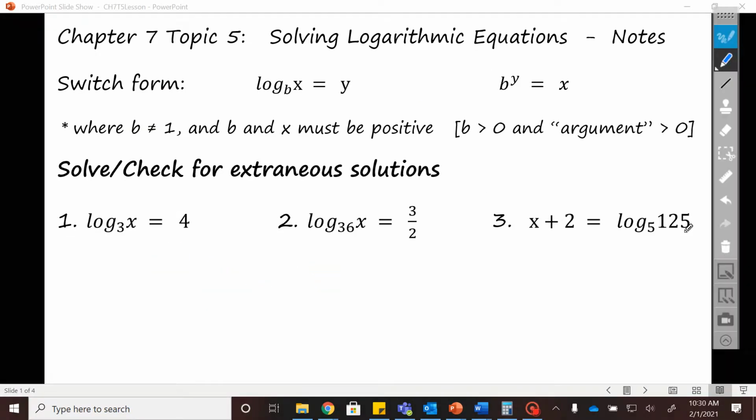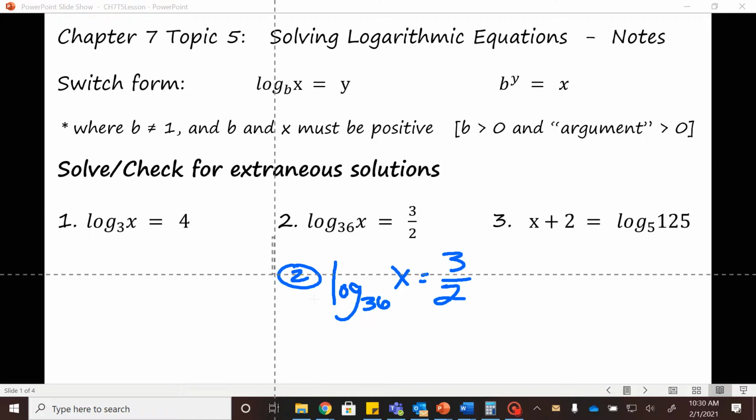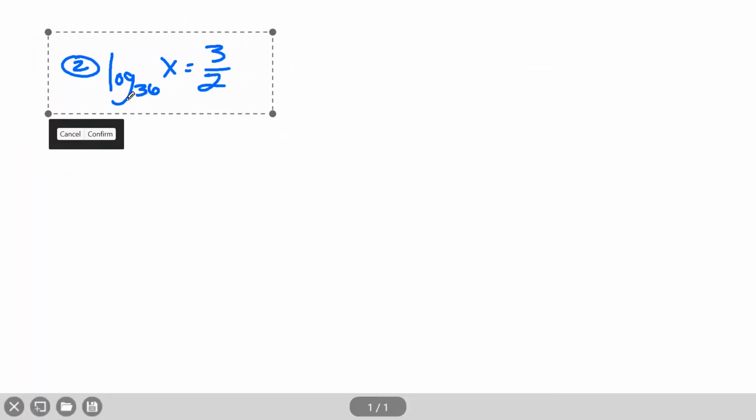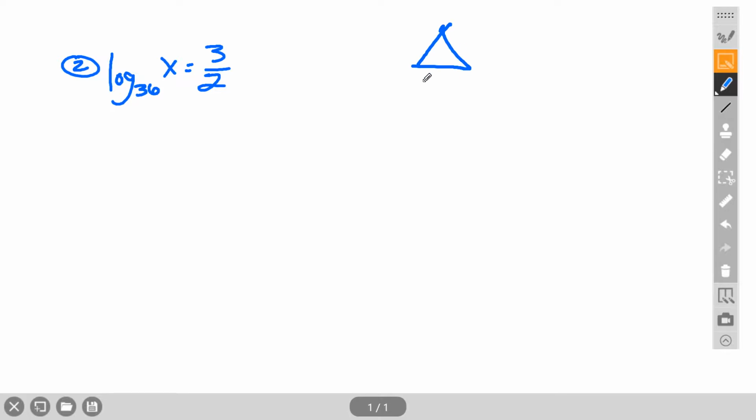Number 2, log base 36 of x equals 3 over 2. We want to solve this equation for the variable x. So we will switch it into exponential form. So 36, x, 3 over 2. So we have 36 to the 3/2 power equals x. Okay, so now we just got to figure out how to evaluate 36 to the 3/2 power.